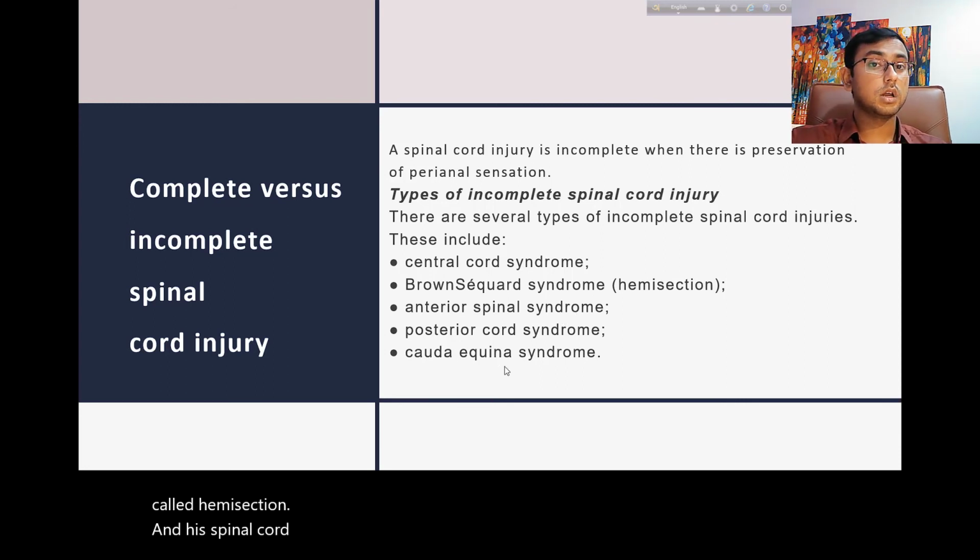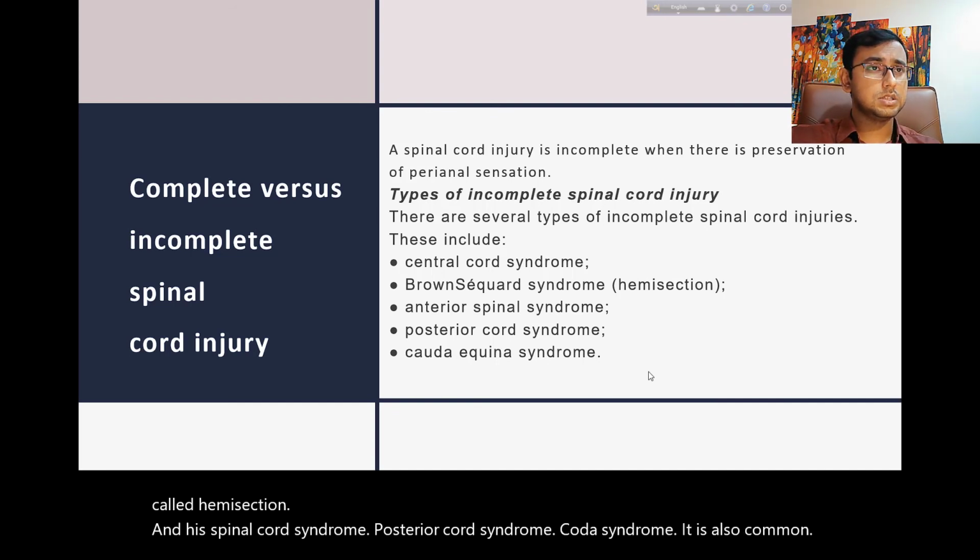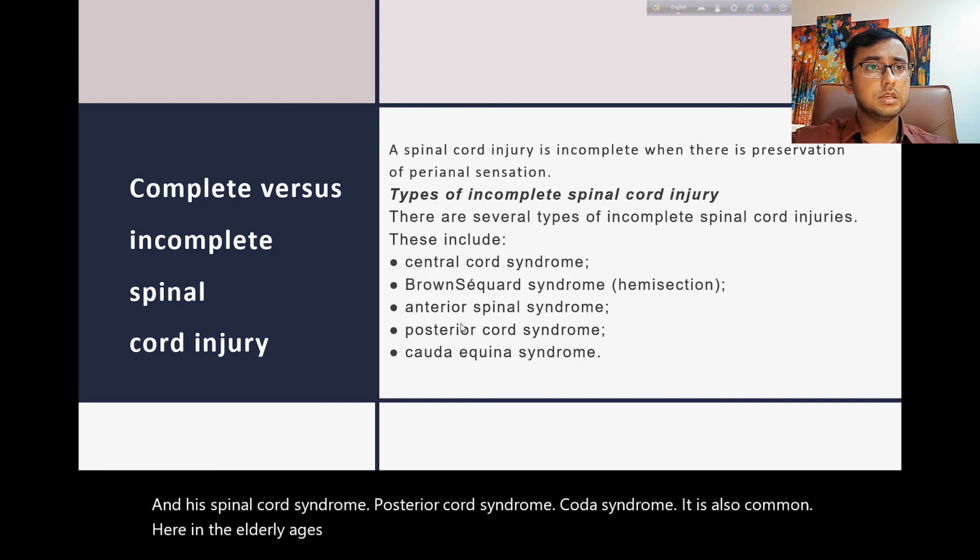Brown-Séquard syndrome, cauda equina syndrome. It is also common here in the elderly, and these are also very common in RTA or any accidental injuries. Okay.